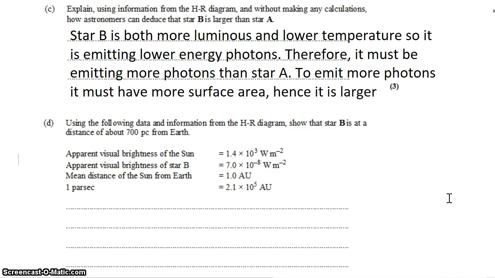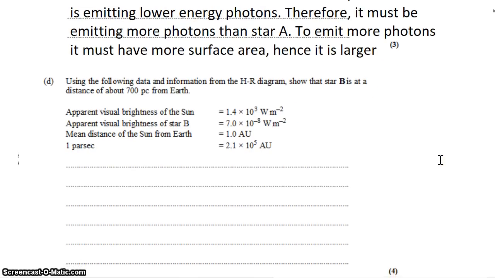Using the following data and the information from the HR diagram, show that star B is at a distance of about 700 parsecs from Earth. This is a tough question. They gave us a lot of information to try and put together here. We know the apparent brightness of the sun, the apparent brightness of star B, the distance from the sun to the Earth, and 1 parsec in astronomical units.